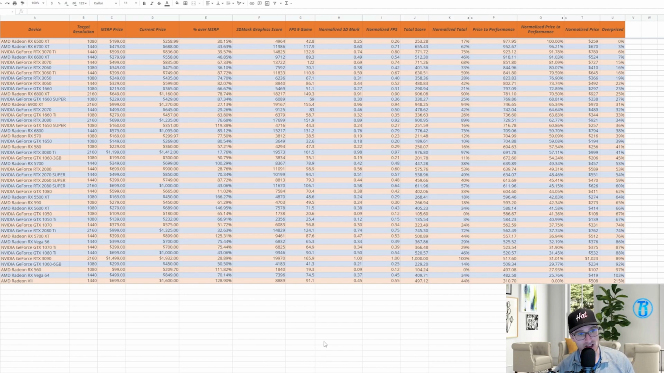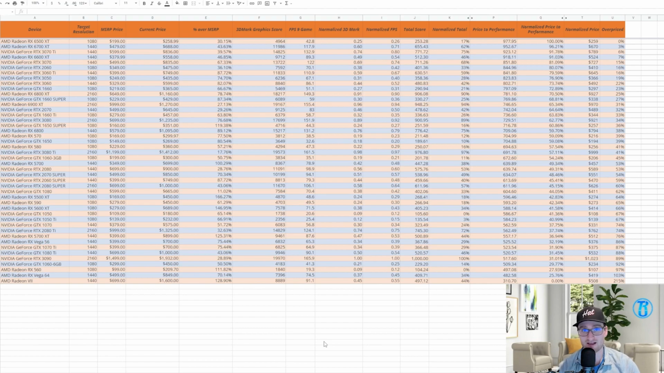So I went ahead and said, what kind of target monitor resolution would that graphics card be targeting? That way we can give you guys the best 1080p card, the best 1440p card, and the best 4K card. Then we have MSRP for all of those cards, and the most recent current price of those cards up to today in the middle of February. As you can see, comparing current price to MSRP, there's quite a big gap, and we have percent over MSRP. It's 30% over MSRP for something like an RX 6500 XT, and over 80% over MSRP for anything like an RX 570, even an RX 6800.